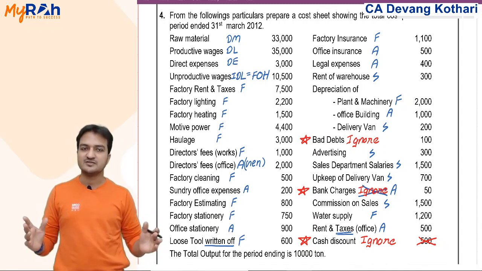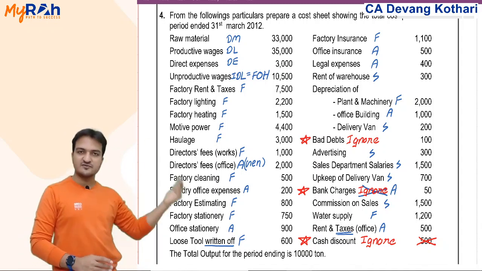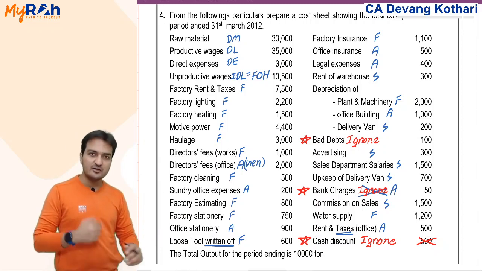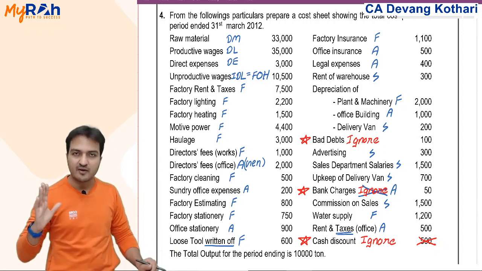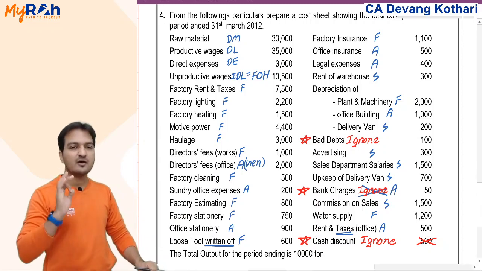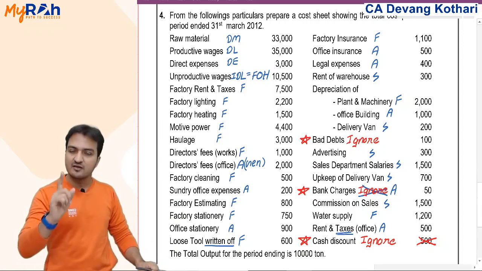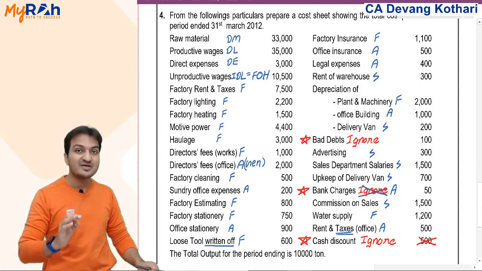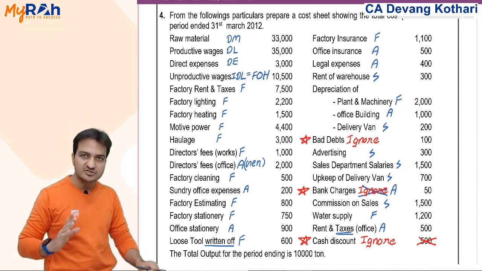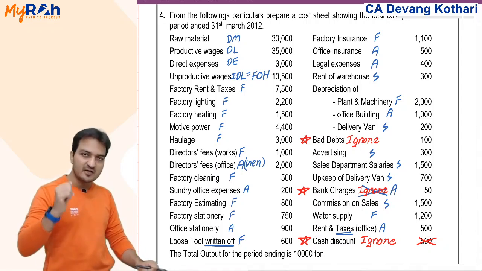Done? Yes. Now, this entire classification that I did, I need you to put that in the cost sheet format. Now I need you to make a cost sheet right now, not homework. I'll give you 5 minutes time. You make a cost sheet and you put this data in the cost sheet format. How will you put these items in the cost sheet?